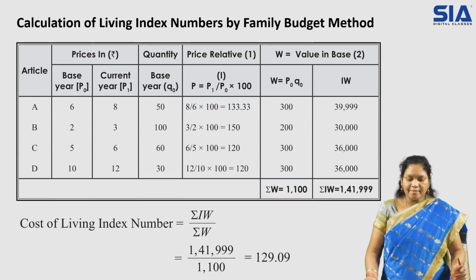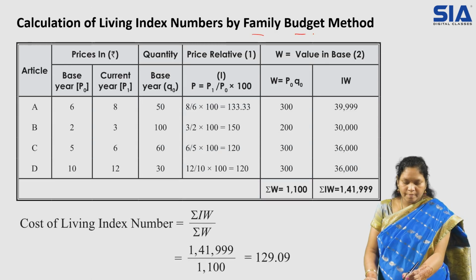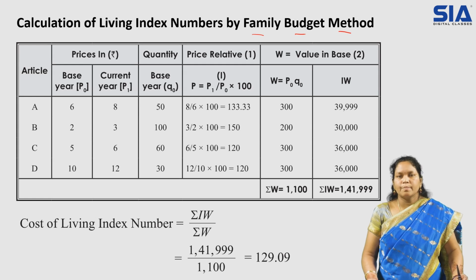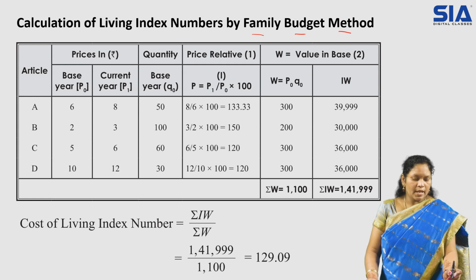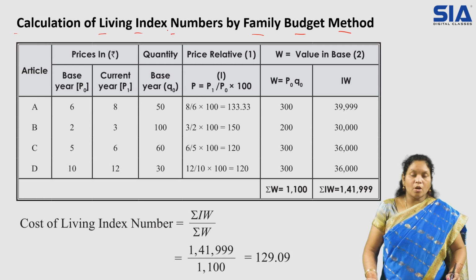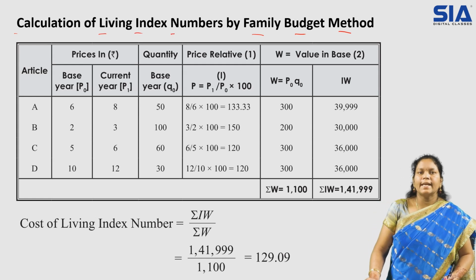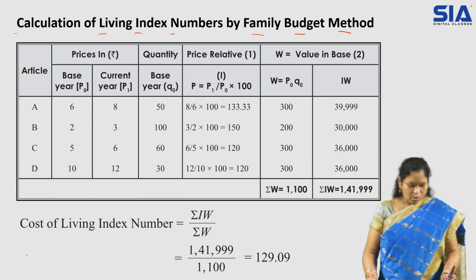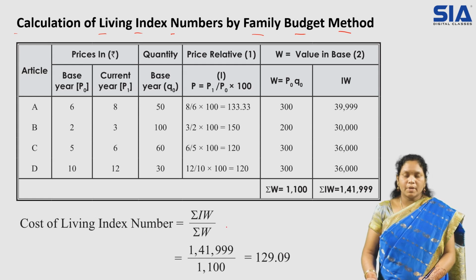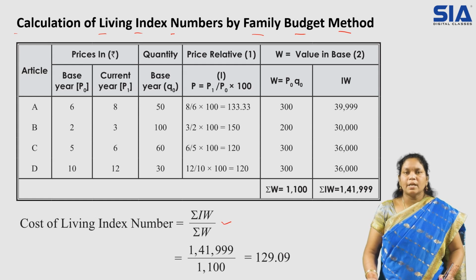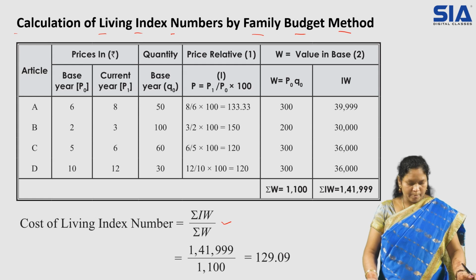One more method we have, the family budget method. So two methods we get under cost of living index number. CLIN is also called cost of living index number, right? So family budget method we have. The cost of living index number formula here is summation IW by summation W. How to identify these, let us discuss in the table.